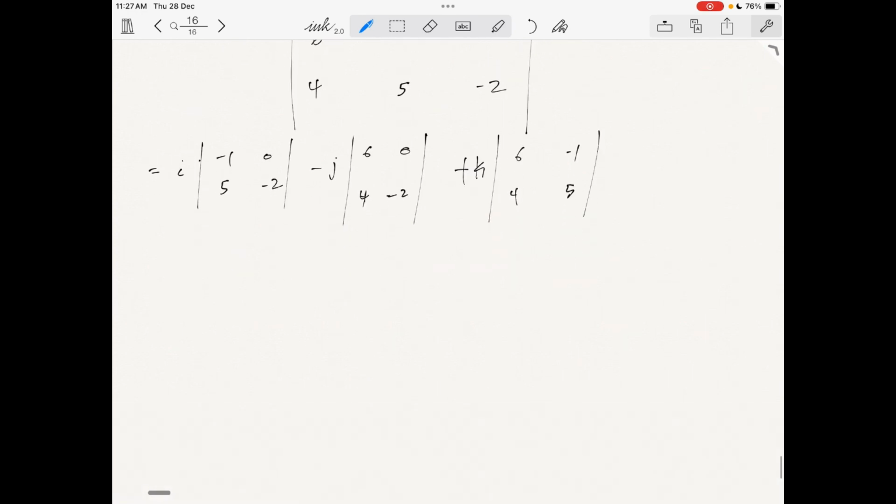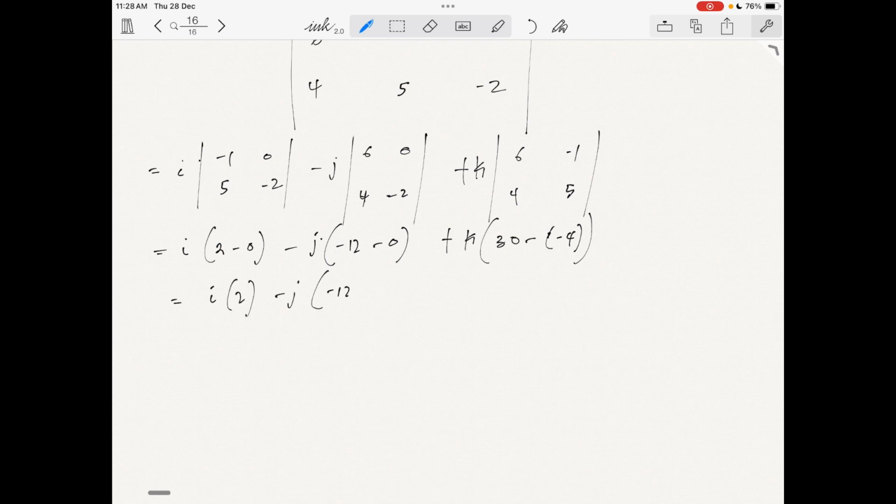Now i into 2 minus 0, minus j into minus 12 minus 0, plus k into 30 minus 4. So this will give us i into 2, minus j into minus 12, plus k into 30 minus 4. 30 minus 4 will give us 34. So this will give us 2i plus 12j plus 34k.